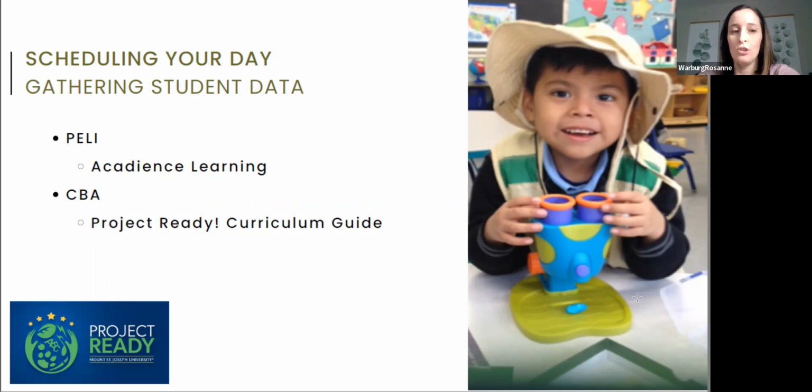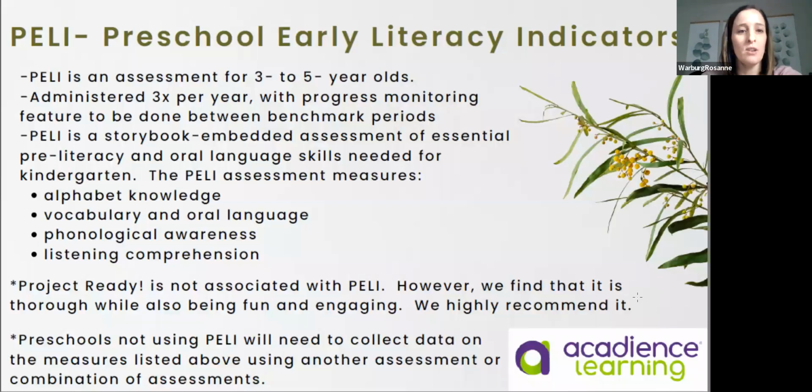We use two assessments primarily in our work in schools. The first is called Peli, which is a piece of Acadience Learning, and the second is a CBA, a curriculum-based assessment that you can access in our Project Ready curriculum guide, and it is specific for Project Ready. So those are the two pieces that we're going to talk about primarily today in helping to gather student data. So we'll start with Peli here.